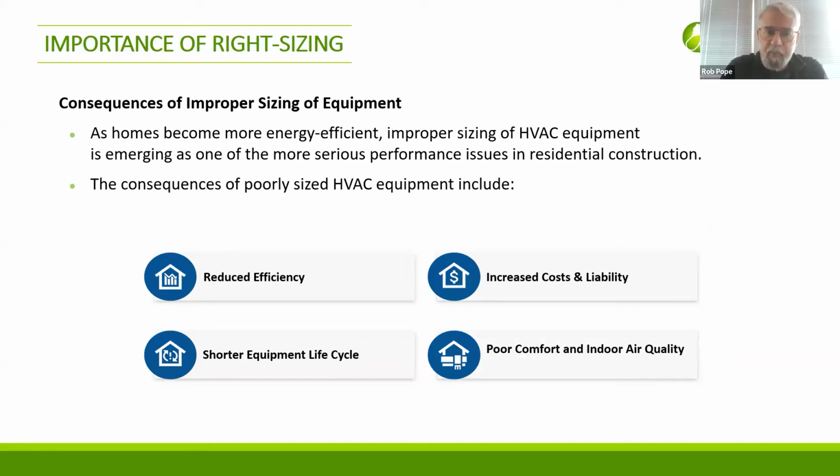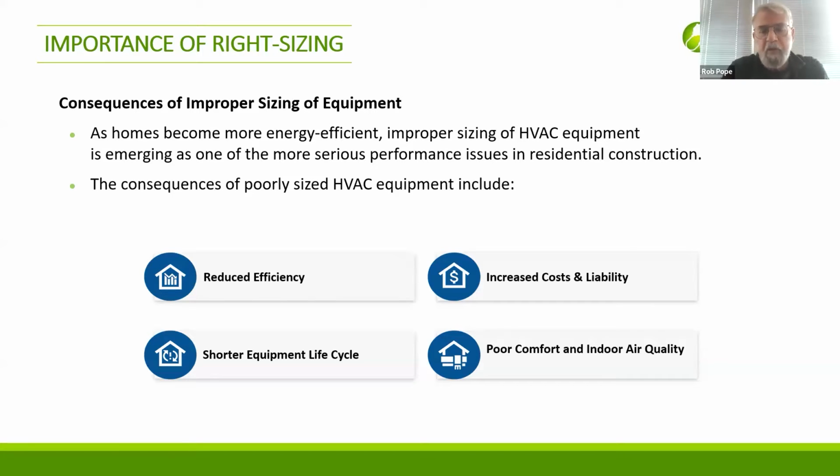Another consequence is increased costs and liability. On the cost side, if a 3-ton system could do it, why pay for a 4-ton system? Why pay for that oversized ducting and all the associated costs with using a 4-ton system instead of a 3-ton system? Effectively adding costs when you don't need to.